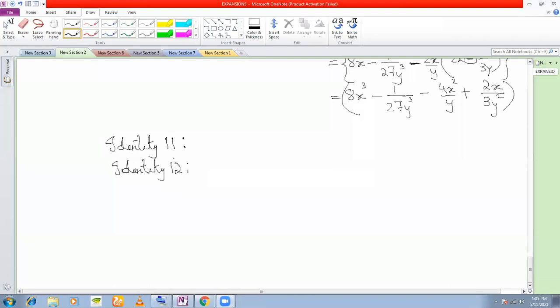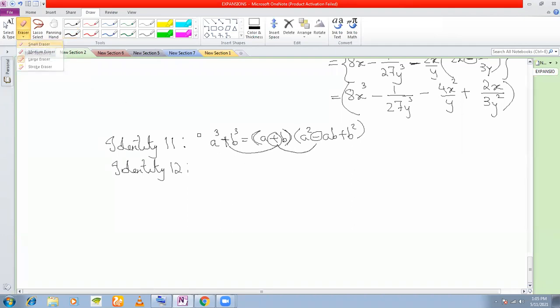Identity 11 is a cube plus b cube is equal to a plus b into a square minus ab plus b square. Remember, I told you how to remember this identity, a cube plus b cube. First, you will have a and b. This sign will be the same. And next, this sign here will be opposite of this sign here. So remember it this way.